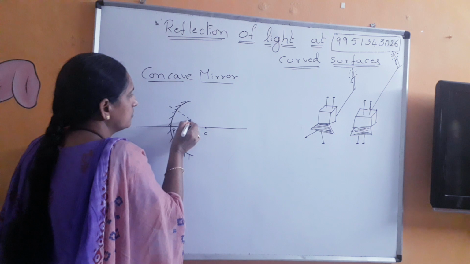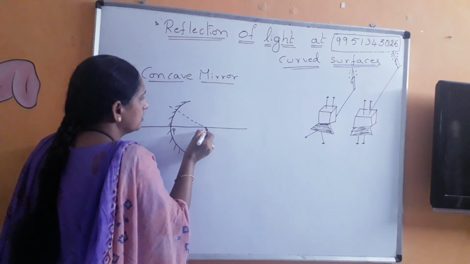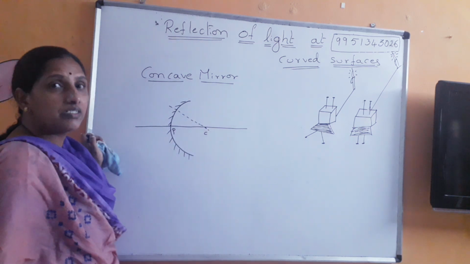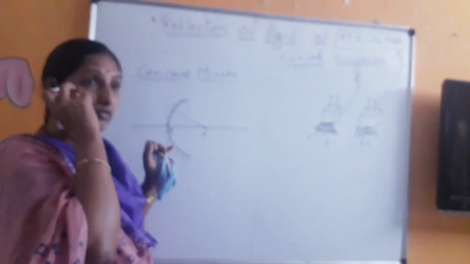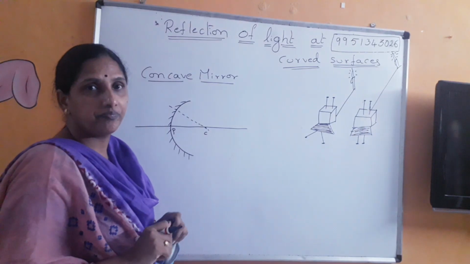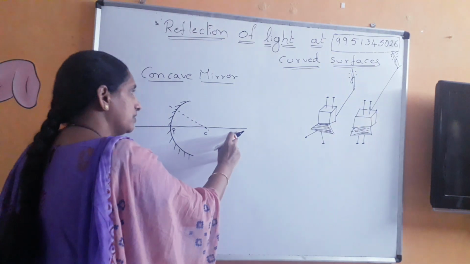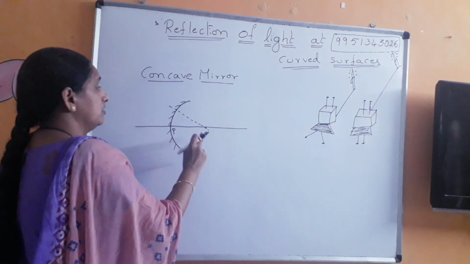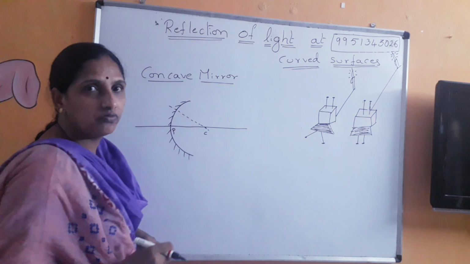And we have already discussed that a normal drawn to the curved surface always passes through the center of curvature. Clear? So this is the principal axis, normal, center of curvature and pole of the mirror.